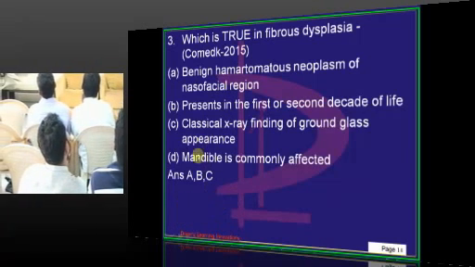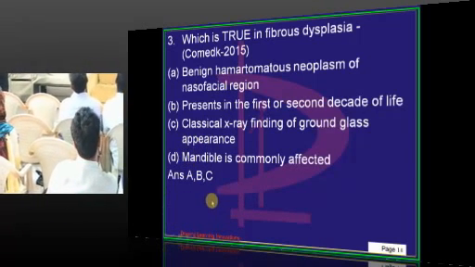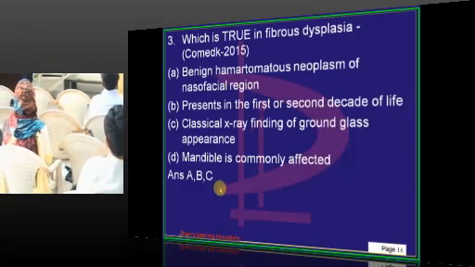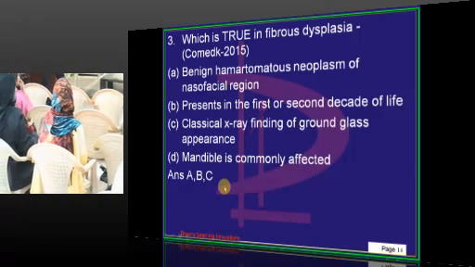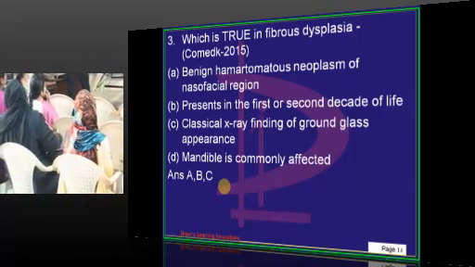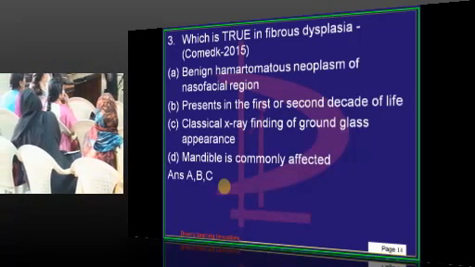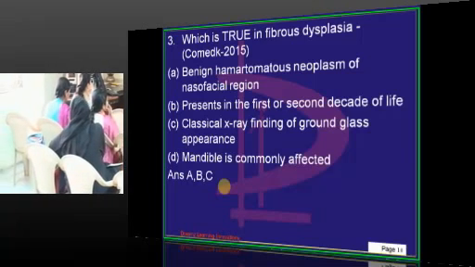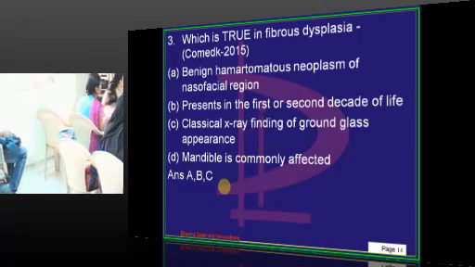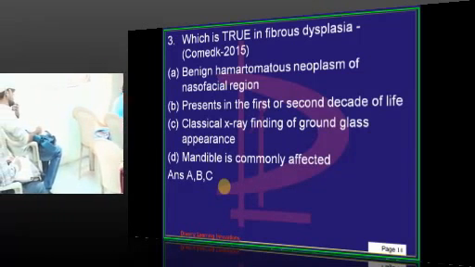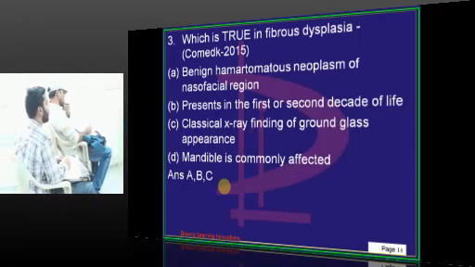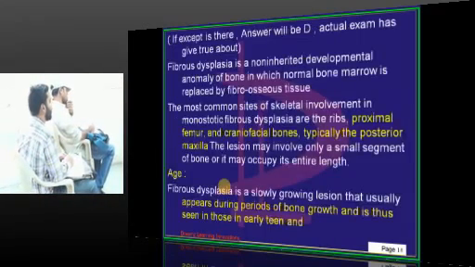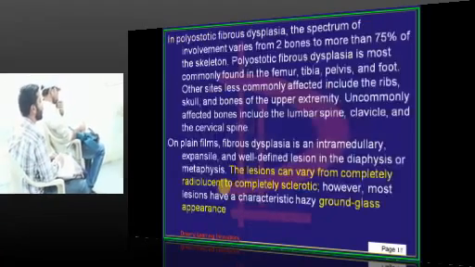It typically presents in first and second decades of life. You have got a ground glass appearance, is what you have to basically remember. It is the maxilla among the craniofacial bones most commonly affected, not the mandible. So there is a reason D becomes the except. Maybe the examiner should put except and make the answer as D.